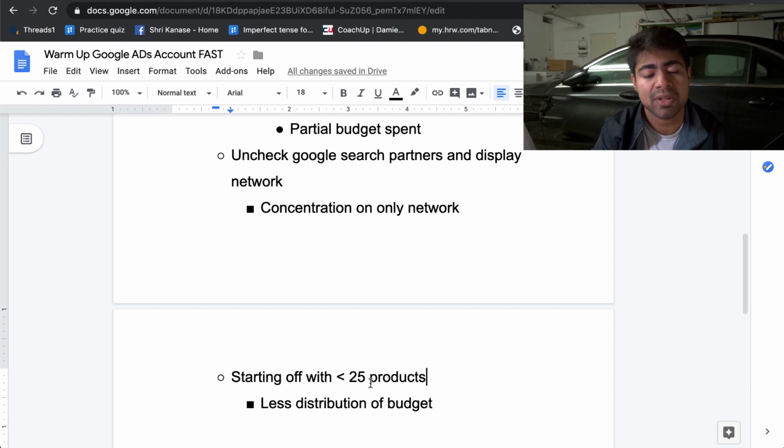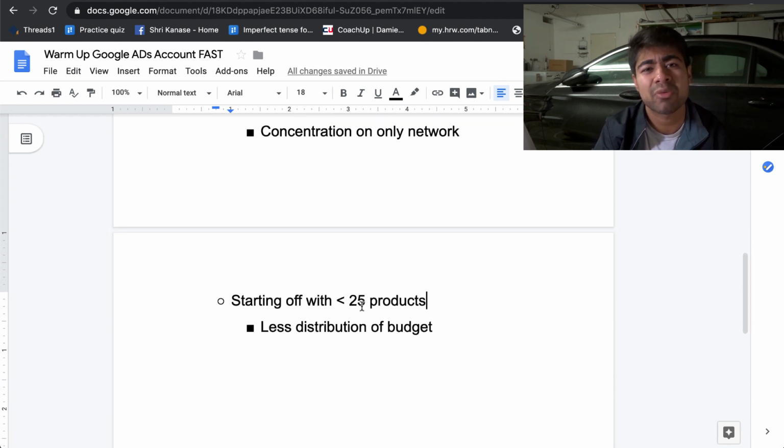But this is especially for shopping ads, where you may want to start off with less than or equal to about 25 products in the specific shopping campaign, especially if you run a general store, because with the general store, you're going to have products all over the board. So what happens is your algorithm may get sort of confused dealing with all of these products, and it may kind of extend the warm-up period.